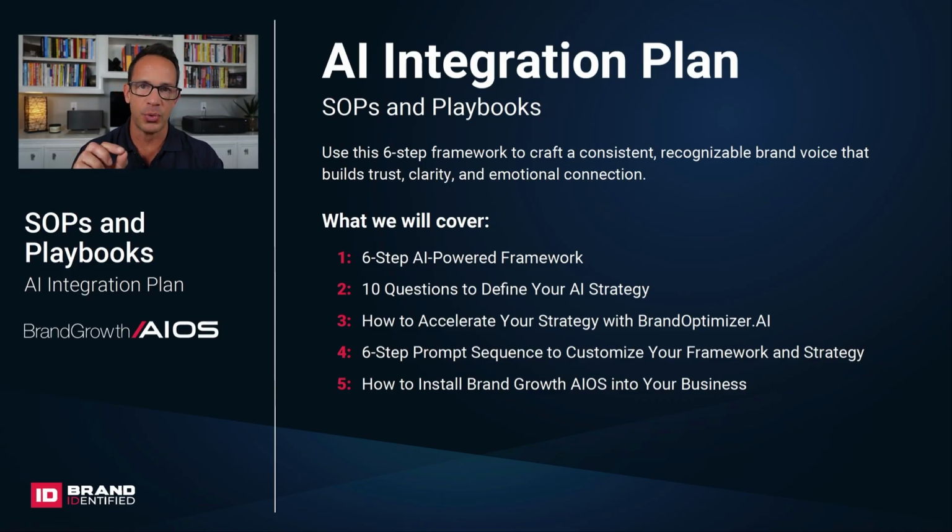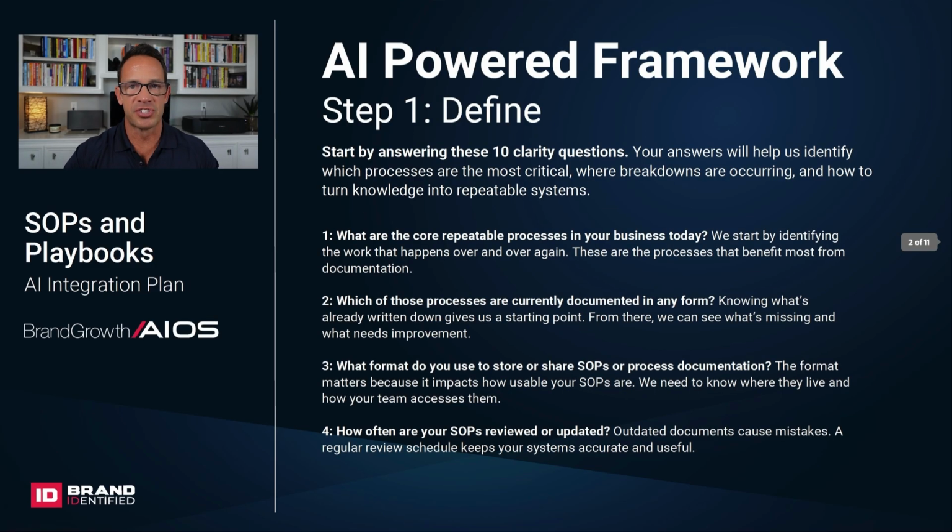So first off, we're going to go through the 6-step AI-powered framework. Then I'm going to help you answer the 10 questions that you must answer to define this AI strategy. Then I will show you how to accelerate your strategy using the custom GPT BrandOptimizer.ai. Then I'm going to walk you through a 6-step AI prompt sequence to customize your framework and your strategy specifically for your business, also using that custom GPT BrandOptimizer.ai. And then finally, I will show you how to install Brand Growth AIOS into your business. So let's jump in and get started.